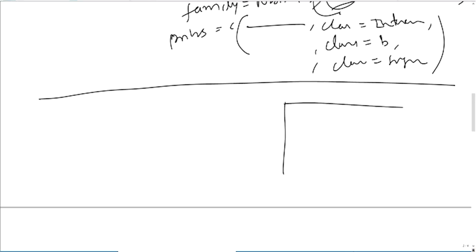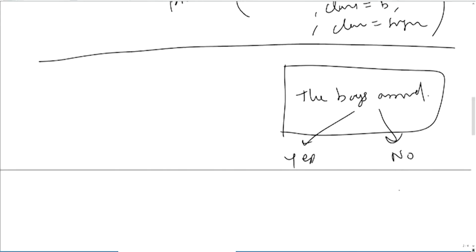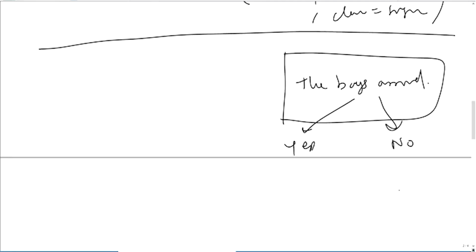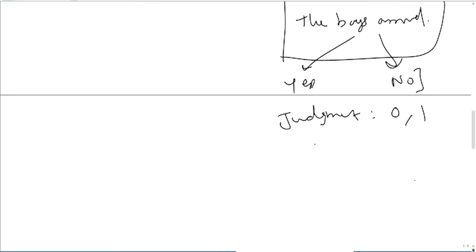What if in the same task, let's say the boys arrived, the task is to judge a sentence, and the participants will make a response either yes or no, whether it is an acceptable sentence or not? What if you are interested in modeling whether the judgment was correct or not? So you're interested in modeling the judgment itself, which can take value 0 or 1: 0 if the response was incorrect, 1 if the response was correct. So how do you model judgment itself, as 0 or 1?